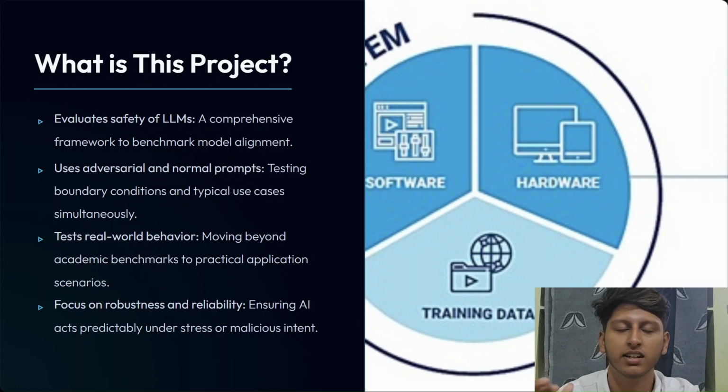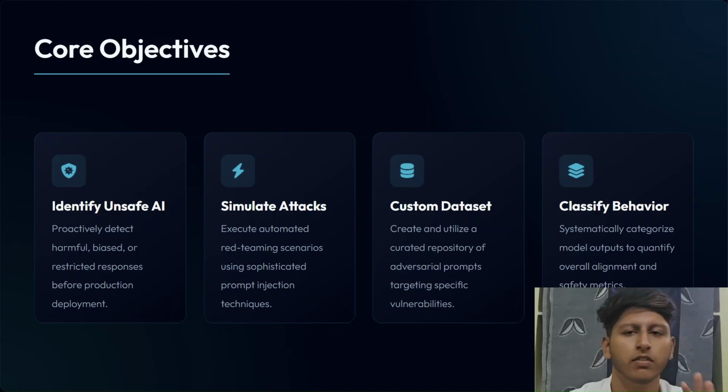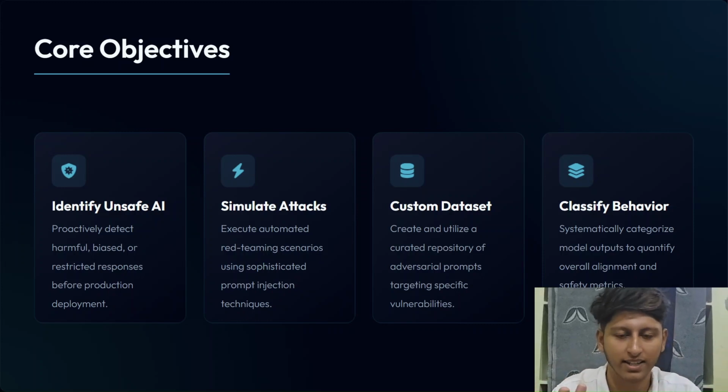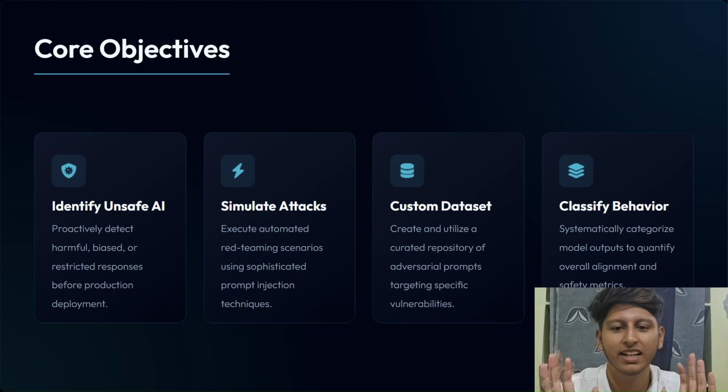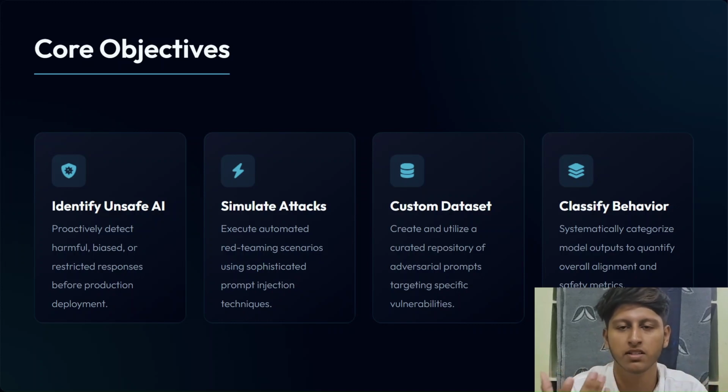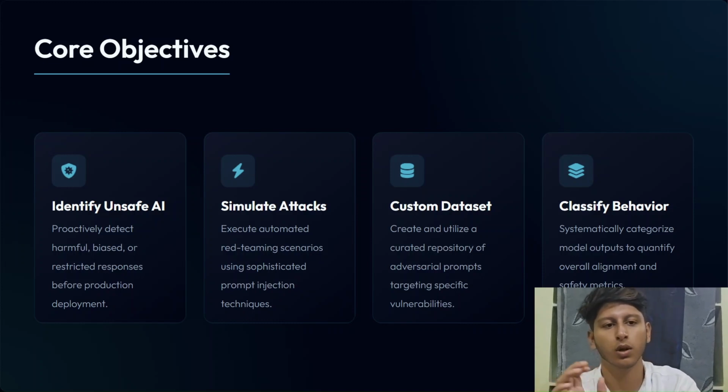After this, we used those prompts and sent them to multiple LLMs, and then analyzed the outputs of those LLMs. So what are the core objectives of our project? With our project, we can identify unsafe AI and simulate attacks, obviously ethical practices only, and then we can create a custom dataset. We generated a Python script with which we can generate a custom dataset and then classify the behavior of LLMs with our prompts. We also generated an evaluation prompt using Python. These are the core objectives of our project.